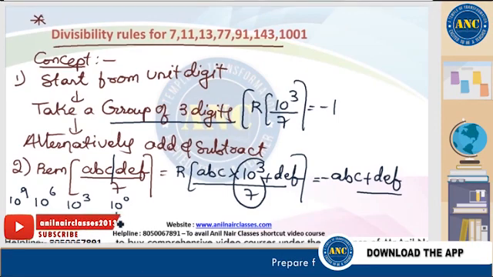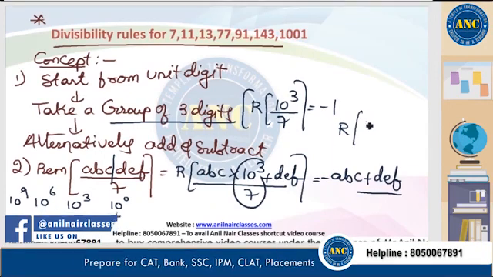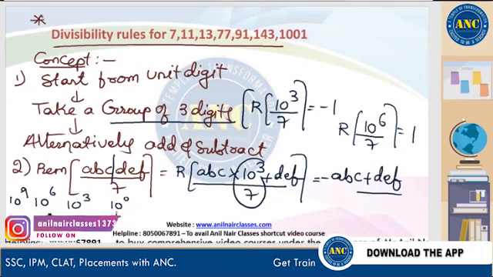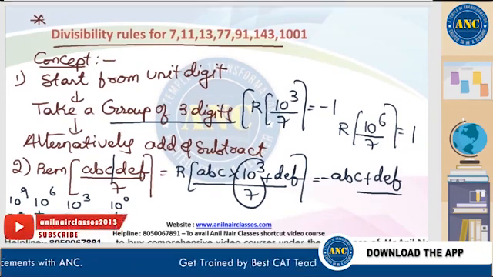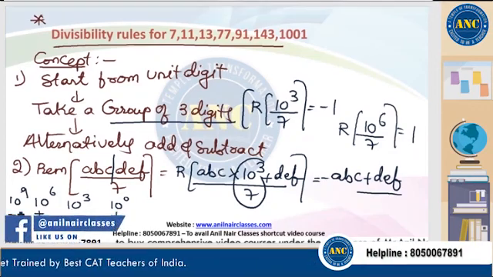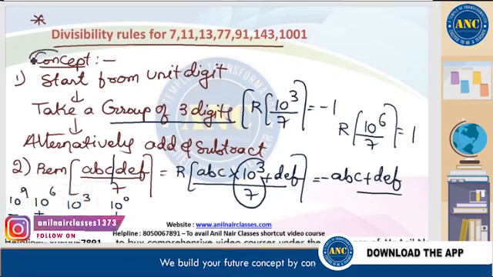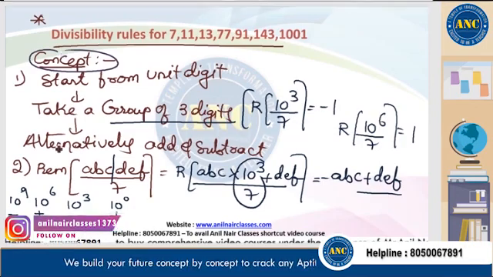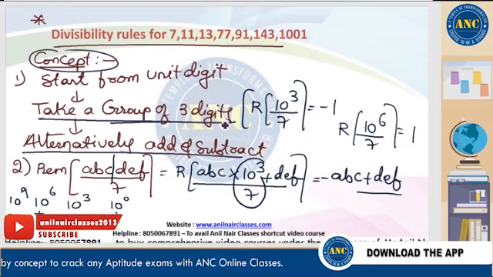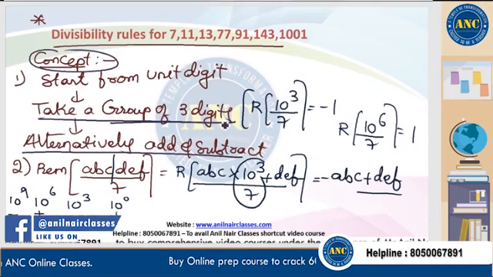These 1s mean plus. 10 cube by 7 is minus 1. 10 power 6 by 7: 10 power 6 is 10 cube whole square, so it is plus. It is minus, then plus. Alternatively, it will be add and subtract. Extremely important point: take a group of 3 digits, alternatively add and subtract.